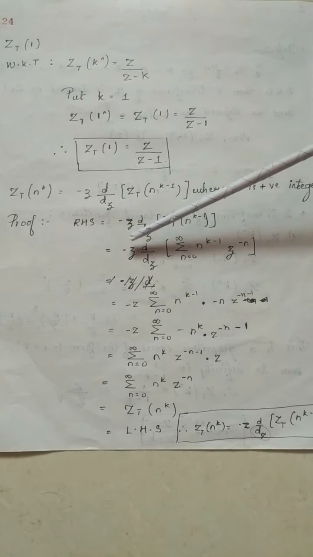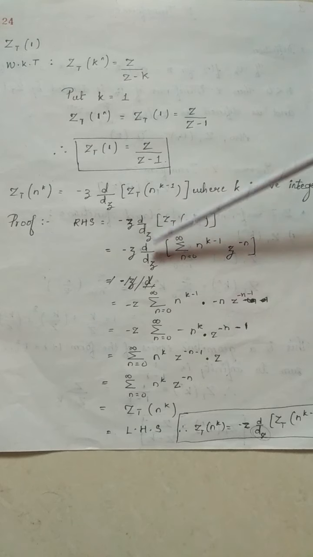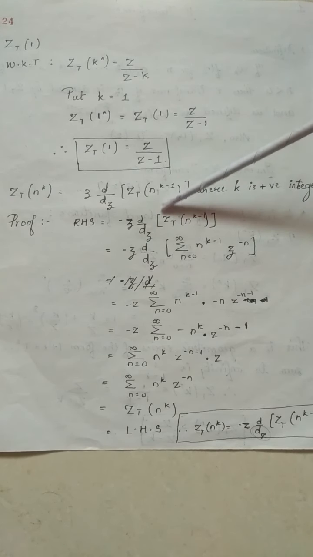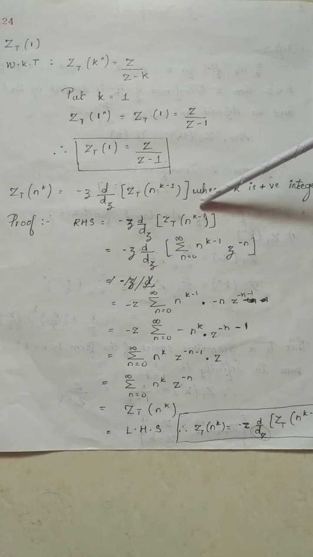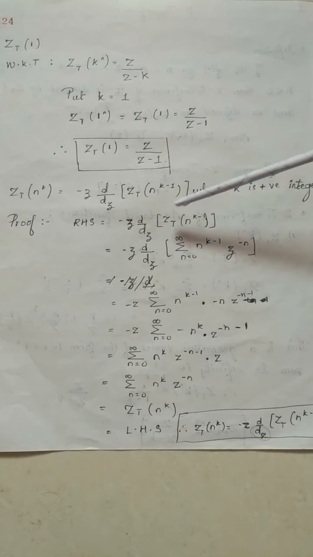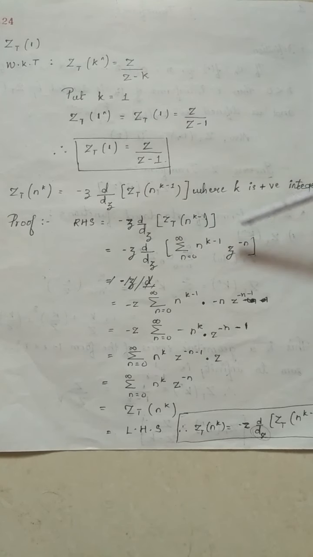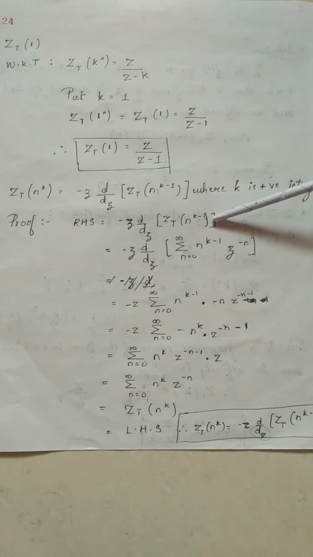Now minus z, keep it as it is, d by dz as it is. Here we need to write Z transform of un because here un is n raised to k minus 1. So now I write the definition. According to the definition, write the Z transform. Z transform of un is nothing but summation n is equal to 0 to infinity un z raised to minus n. Here our un is n raised to k minus 1.